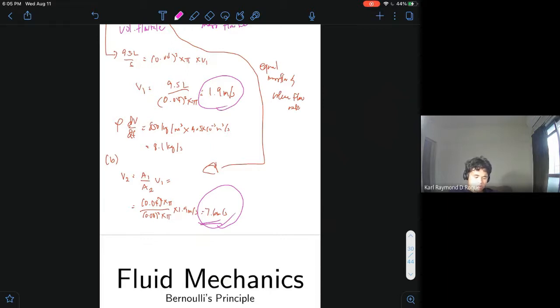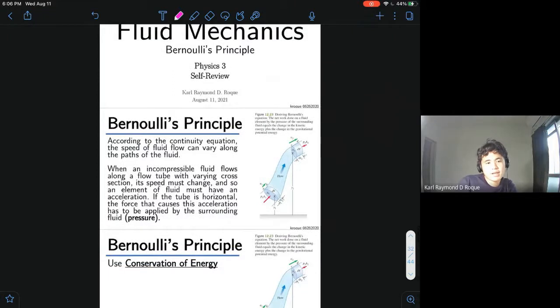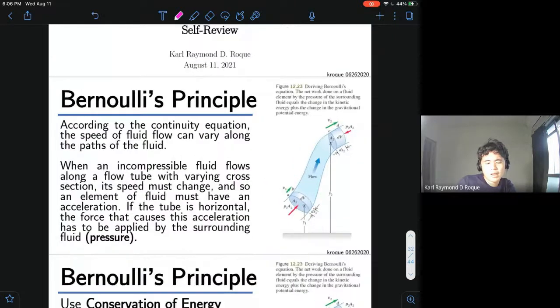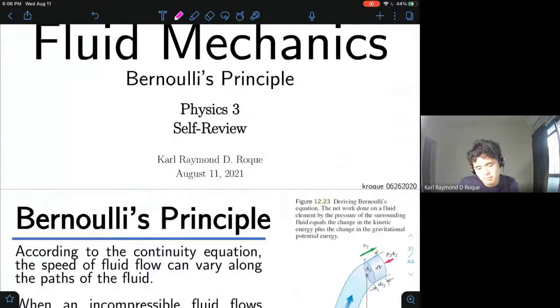Okay, sige, that's good. All right, last item for today, before we solve problems after. So, this is Bernoulli's principle. This is familiar, because it's like the conservation of energy.